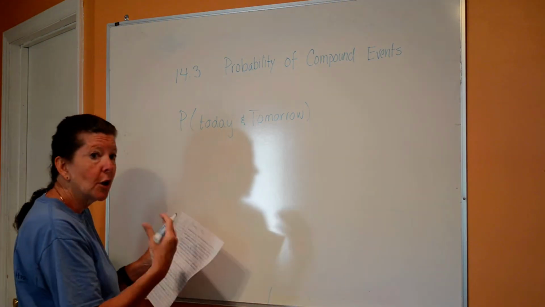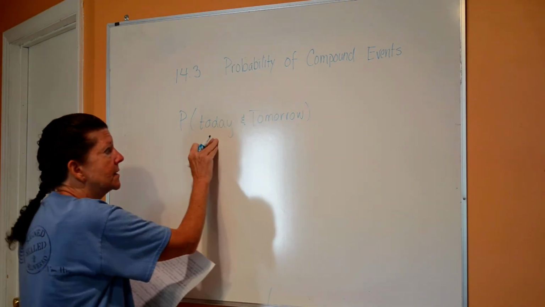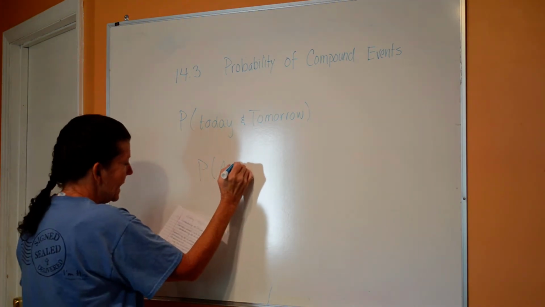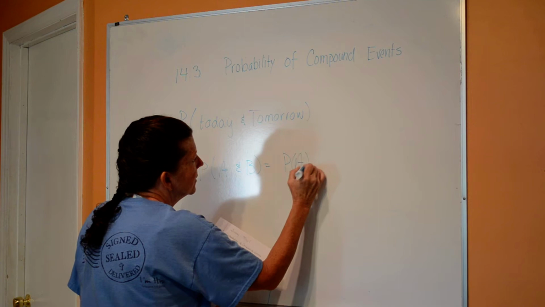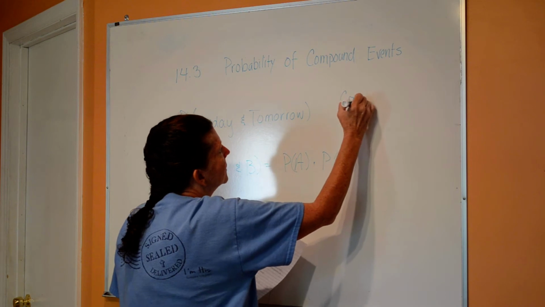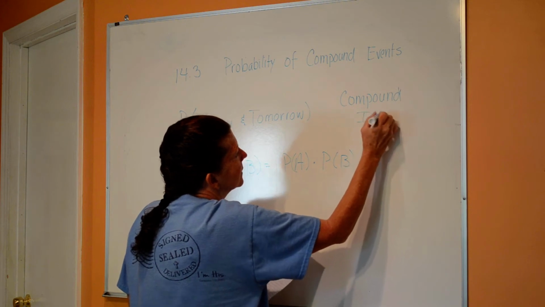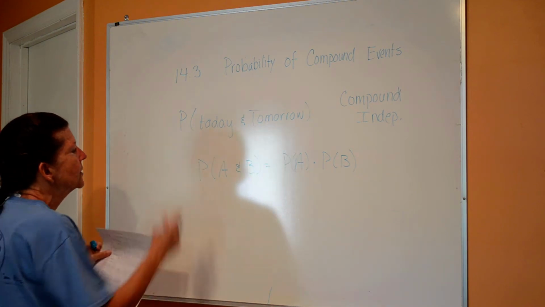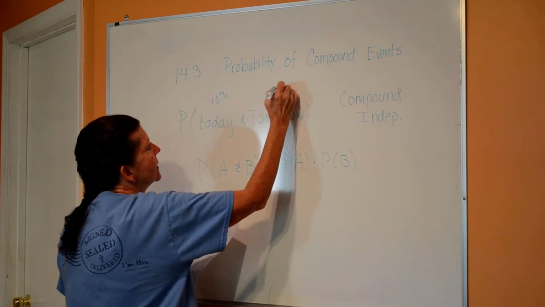If the compound events don't affect each other, just because it rains today doesn't mean it's going to rain tomorrow, and just because it rains tomorrow doesn't mean it's going to rain today, those are called independent. So the probability of A and B is the same as the probability of A times the probability of B. These are called compound independent events. Okay? So let's say that there's a 40% chance of rain today and an 80% chance of rain tomorrow.